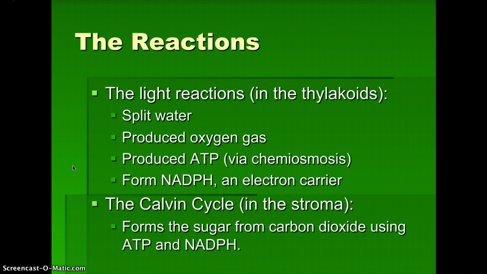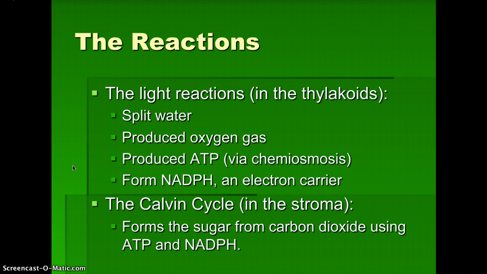And at the end there, we will see the formation of NADPH. And NADPH is an electron carrier molecule. And we'll talk about that in class. I will go over that. Then NADPH and that ATP will be used in the Calvin cycle, which occurs in the stroma. And this is the part of the photosynthetic biochemical pathway in which we are going to form our sugar.